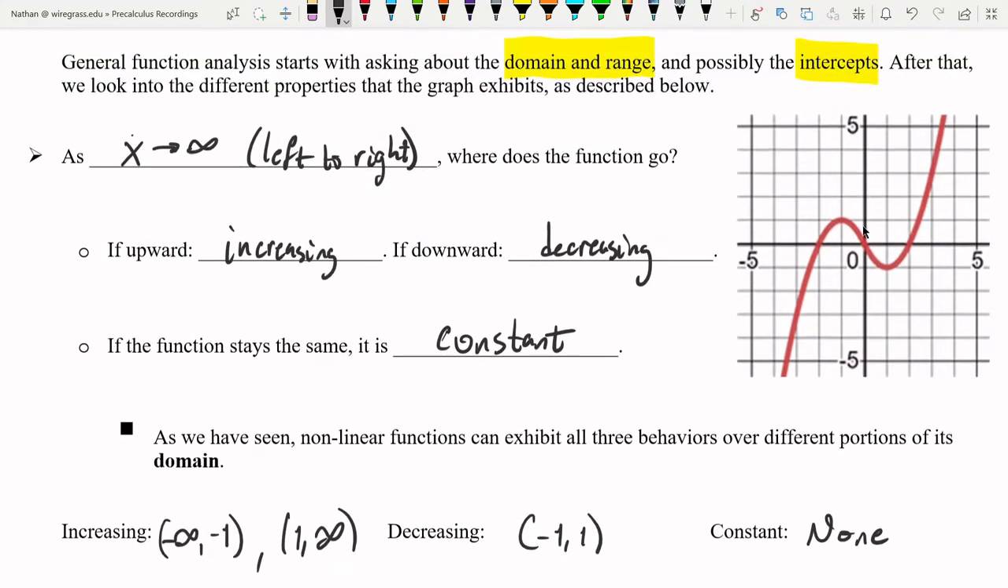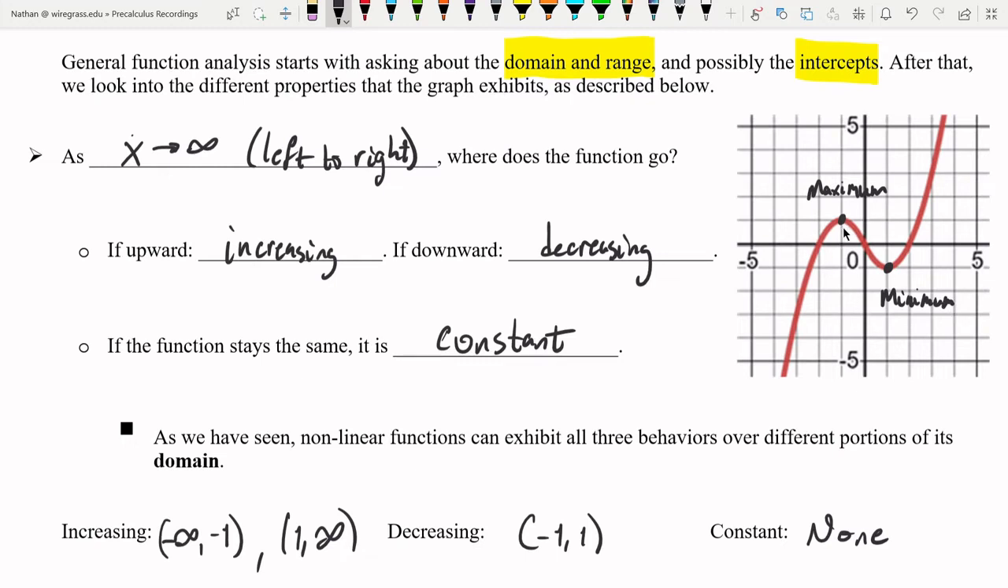So for this graph, we have two extrema. We have this point right here and this point here. This point is a maximum, of course, and this is a minimum. And the question is, is it local or is it global?